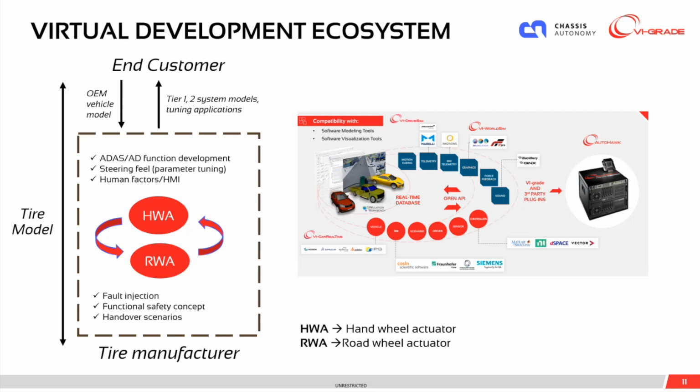Now, of course, you cannot assume every supplier or every company is using the same software. And this is where the third-party compatibility of the VI-grade ecosystem played a very crucial role in chassis autonomy, going for this VI-grade ecosystem and a driving simulator from VI-grade. So as Alessandro mentioned before, all the way from vehicle model to tire model to controllers, there is third-party compatibility with the common players.